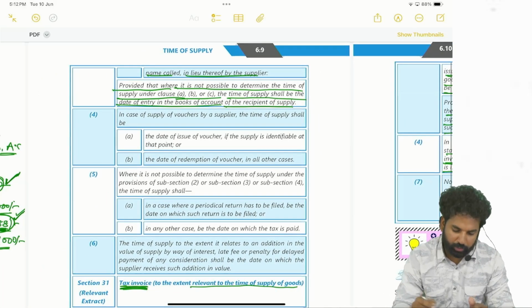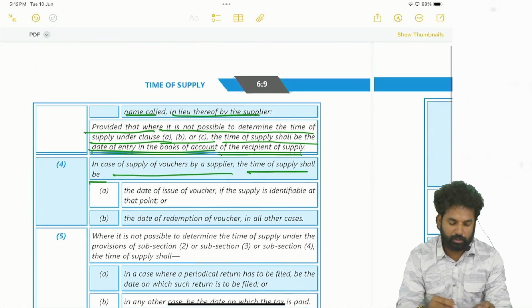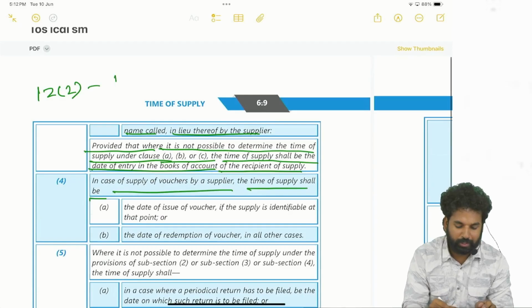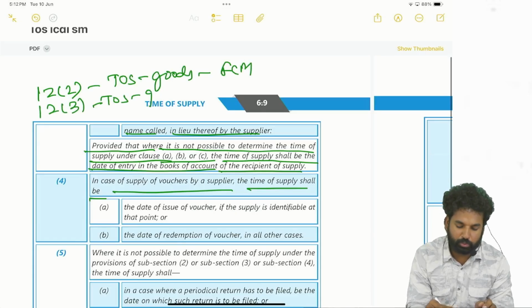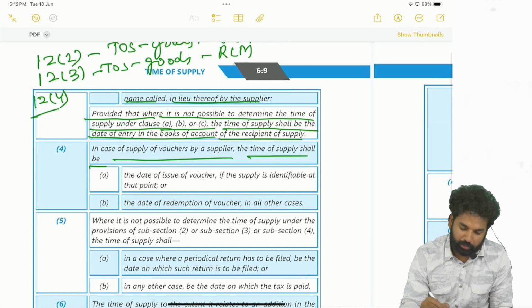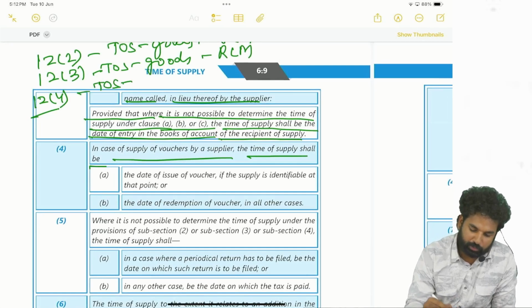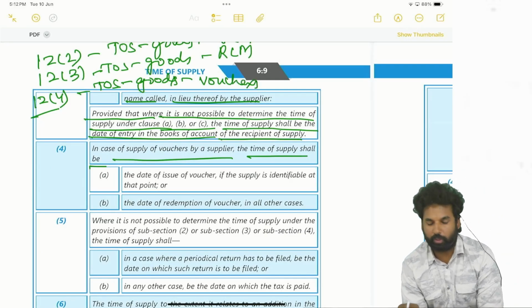Now, in case of supply of vouchers by a supplier, the time of supply shall be, see, Section 12 subsection 2, time of supply of goods under forward charge mechanism. Section 12 subsection 3, time of supply of goods under reverse charge mechanism. Section 12 subsection 4, time of supply of goods only in case of vouchers. Vouchers means coupons.